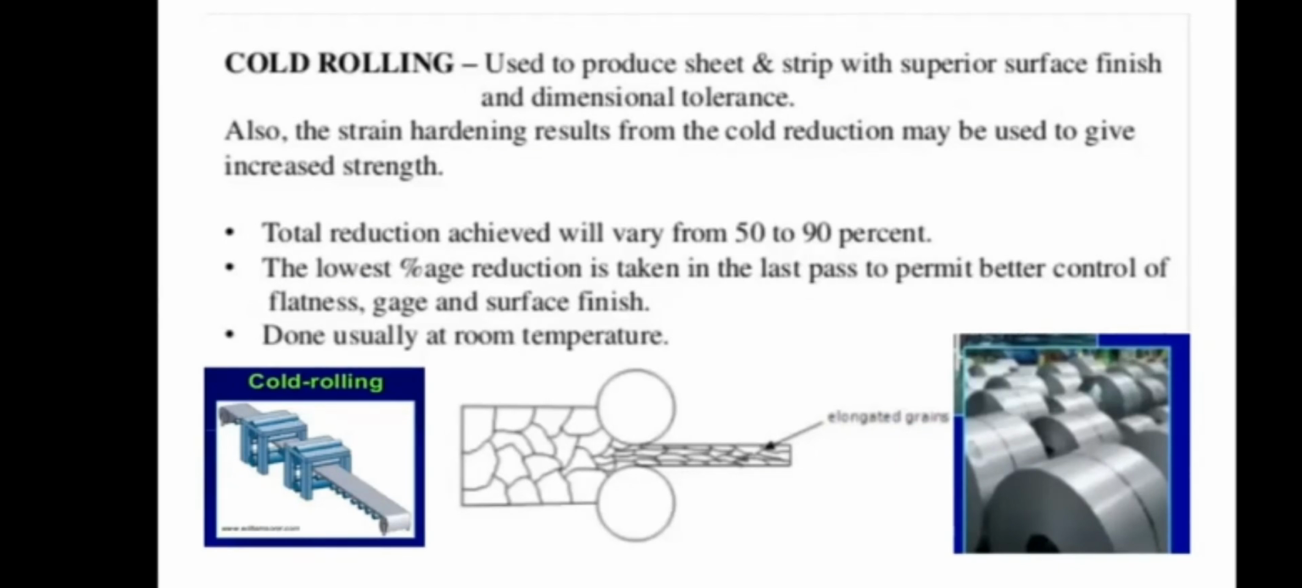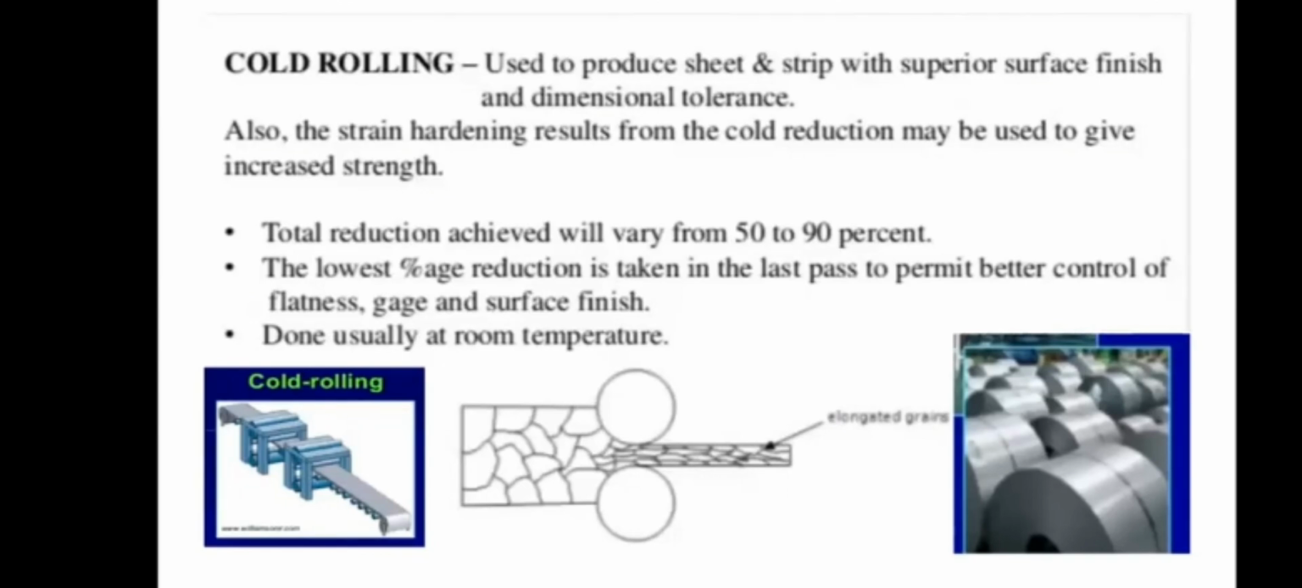See here, cold rolling is used to produce sheet and strip with superior surface finish and dimensional tolerance. As we discussed, hot rolling is used to reduce the blooms and billet into the slab. Further, in cold rolling, slab is taken and it will convert into sheet and strip. Dimensional accuracy is also high and surface finish is also high because of cold rolling.